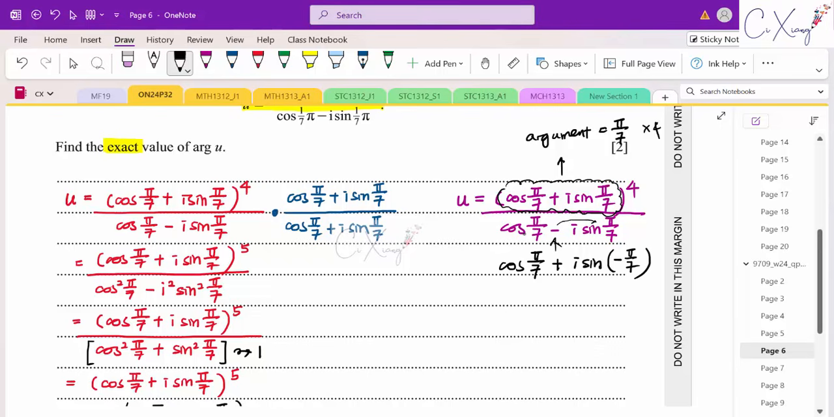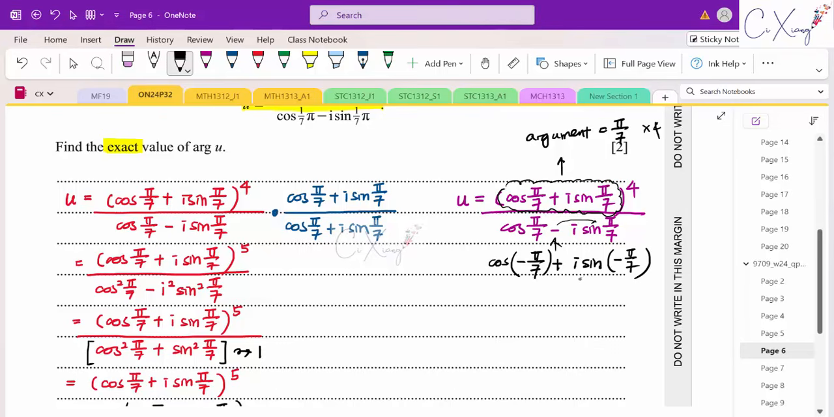But if you want to make it as a modulus argument form, the other detail is the argument, the angle inside the cos and inside the sine should be the same. So if the sine must be having negative pi over 7, then the cos must also have negative pi over 7. And if you double check, if you put the negative here, will it affect our answer or not? You realize that cos negative pi over 7 still equals the value of cos pi over 7. Okay, so this particular complex number at the denominator is actually this one.